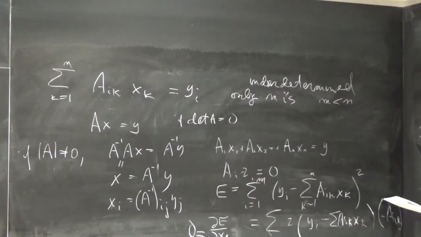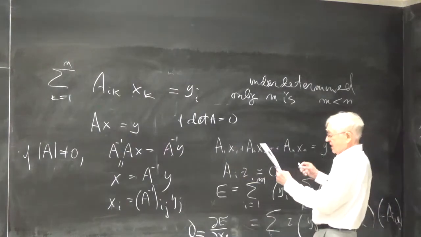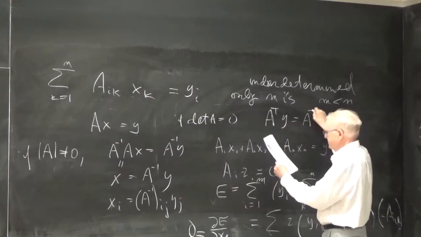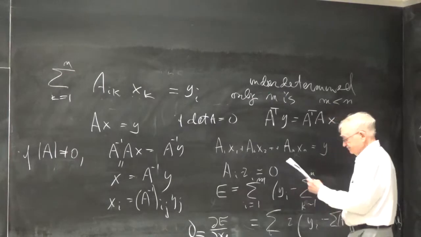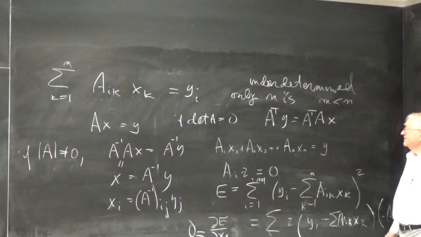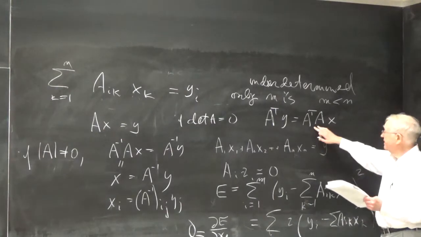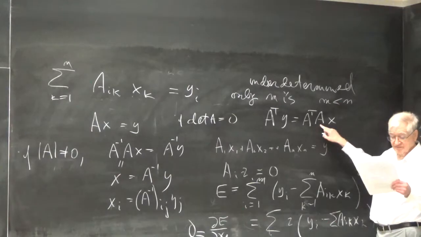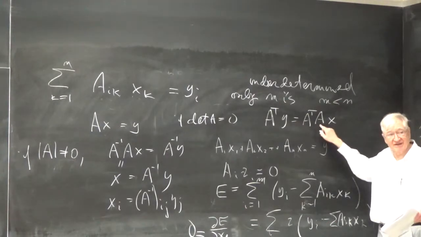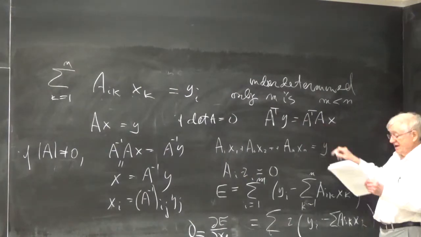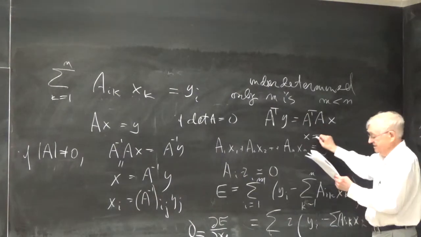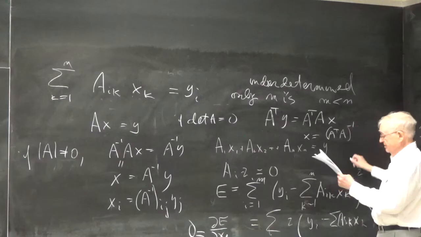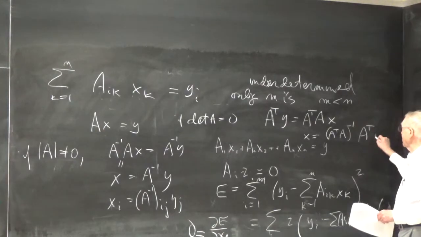And in matrix notation, there's a very simple way of writing that. It's A transpose Y is A transpose A X. If A is real, then this thing is a non-negative matrix. If it's also positive, then it has an inverse. And then the solution is X is equal to the inverse of the matrix A transpose A, multiplied by A transpose Y.